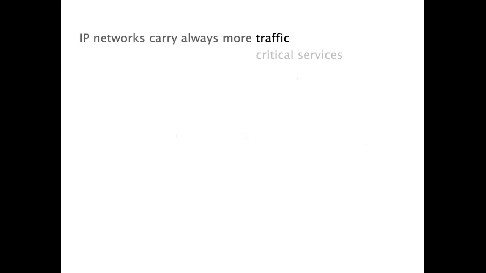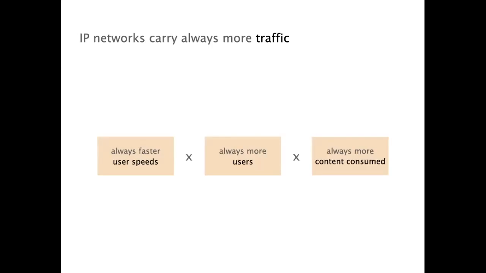So IP networks always carry more critical services. At the same time, IP networks always carry more traffic, and I'm sure you will understand why. This is the confluence of three trends. First, us as users, we are always connected with more and more capacity at home and over our phones. Second, there are always more and more users. And third, this growing user base with more and more capacity always consumes more content. We want video, we want audio, we want music. Everything now becomes connected. So when you combine all these three together, you get an explosion in network traffic, still going on today.